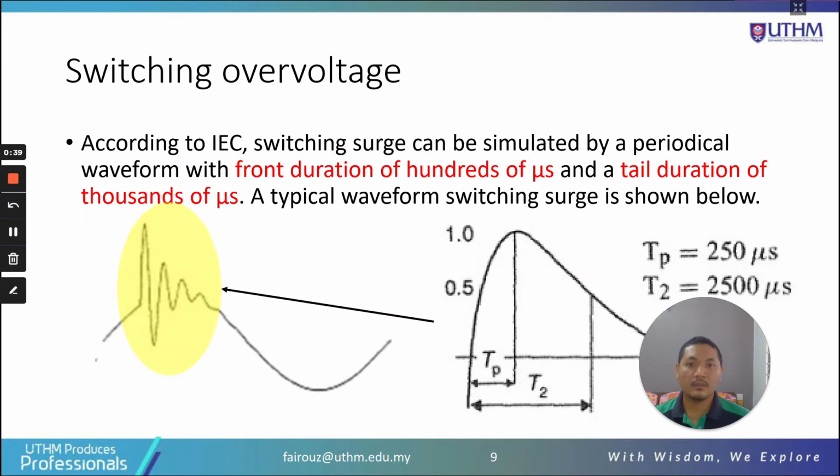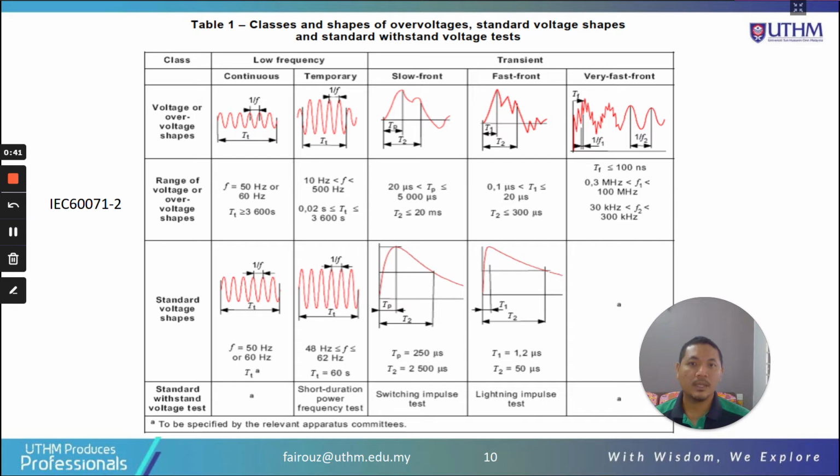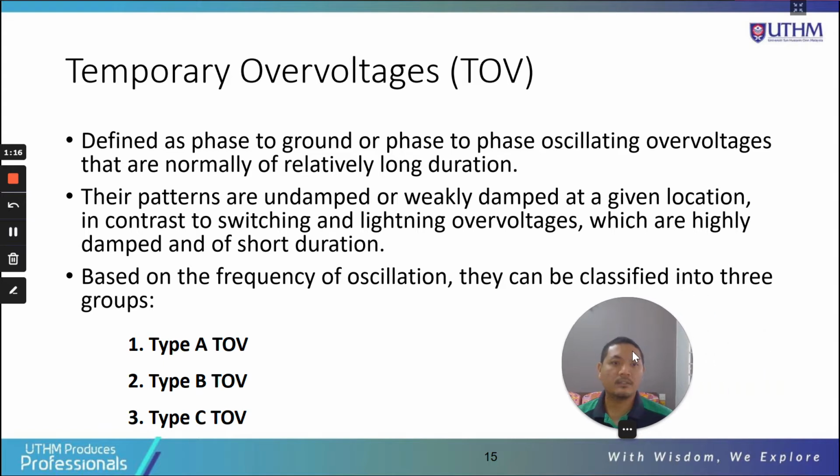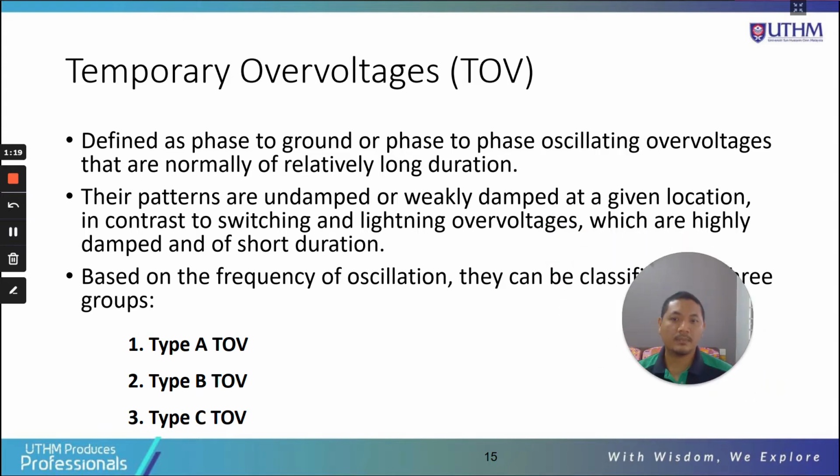So if we can go back to here, you can see that temporary overvoltages are usually in oscillation. It's not damped, right? In switching and lightning, it is damped, high frequency and damped. But for temporary overvoltages, it's usually in oscillation, appearing in seconds. Relatively long duration compared to lightning and switching. So you can classify into three groups: type A, type B, and type C TOV.